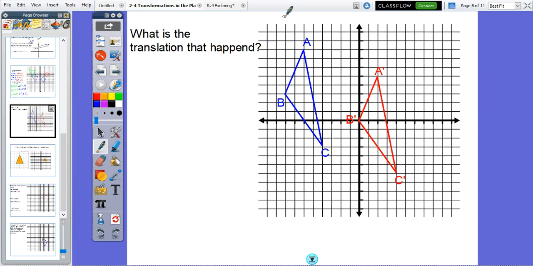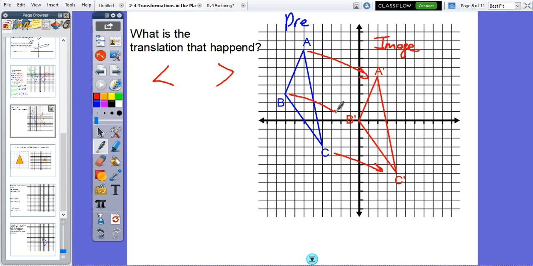I got you the pre-image right here. This is the pre, and then I got you the final image over here. And I'm asking you, hey, what is the vector here? What was the shift that happened from here to here? It doesn't matter which.